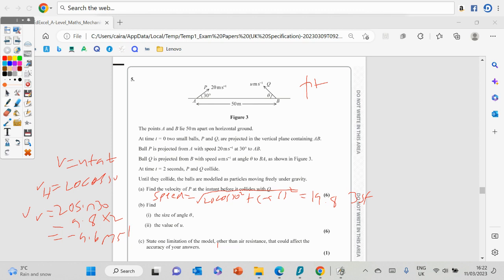And it wants me to tell me the velocity, so I need the direction, don't I? So I've got 20 cos 30 going across, 9.6 coming downwards. I want the angle. So theta then is just inverse tan of 9.6 over 20 cos 30. Calculator wise is giving me about 29 degrees below the horizontal.